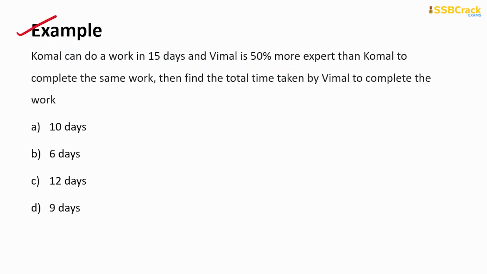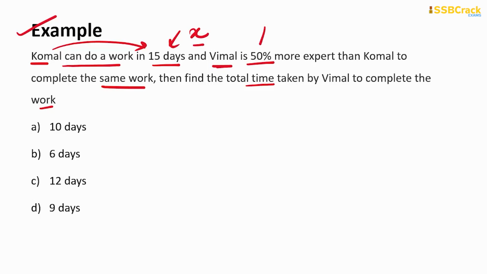So this is the example, and it states that Komal can do a work in 15 days. Right? So this is Komal and she can do a work in 15 days. Vimal is 50% more expert than Komal to complete the same work. Then find the total time taken by Vimal to complete the work. So here we can directly see that our X is 15. That is, our A will be Komal, and Komal can complete the work in 15 days. Now Vimal is Y% more efficient, that is, he is 50% more efficient than Komal. So here Y will be 50. Now we are required to find the time taken by Vimal to complete the same work, in how many days he will complete the work.